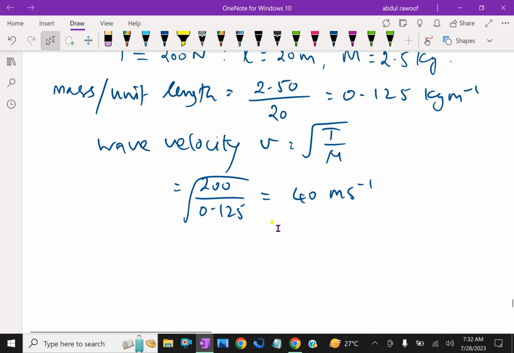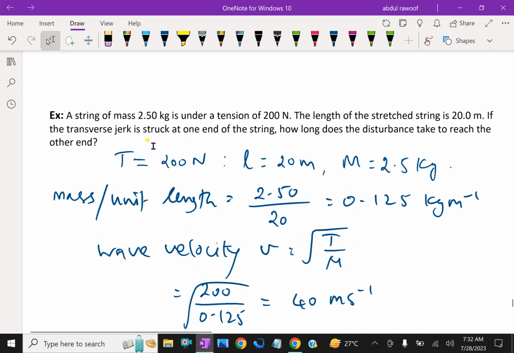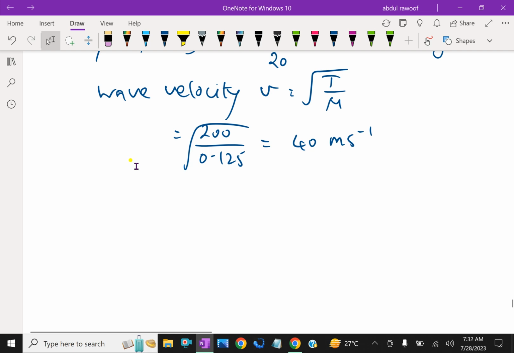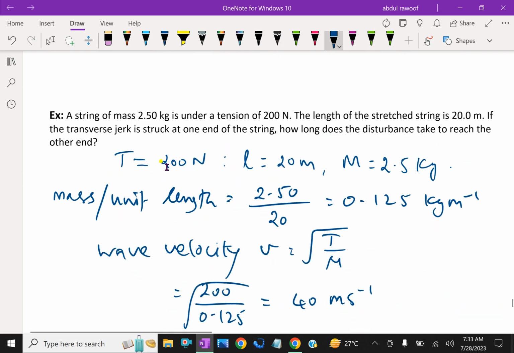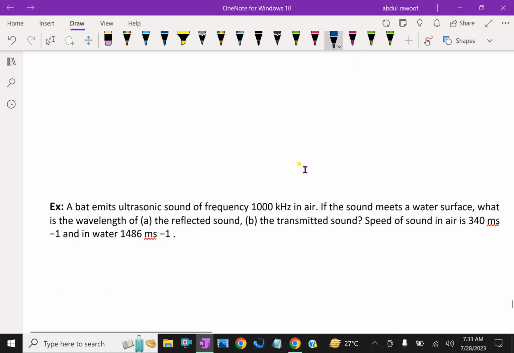Now the time taken for the jerk to reach from one end to the other end, that is T equal L over velocity. Distance by velocity is the time. Distance is 20 meter, the velocity is 40, which gives 0.5 second. That means in 0.5 seconds, the jerk reaches from one end to the other end of the string of 20 meter. Next question.